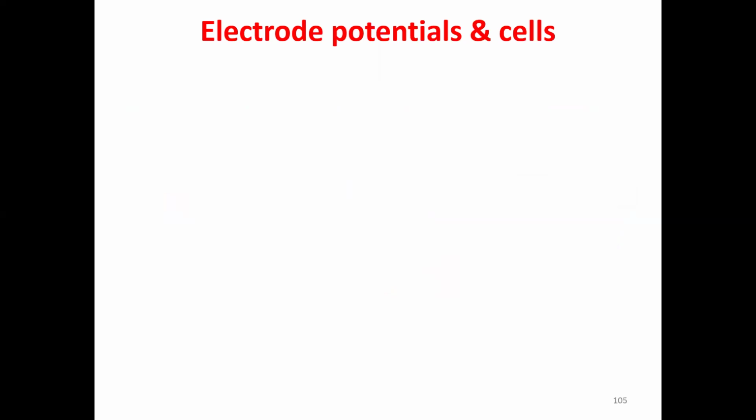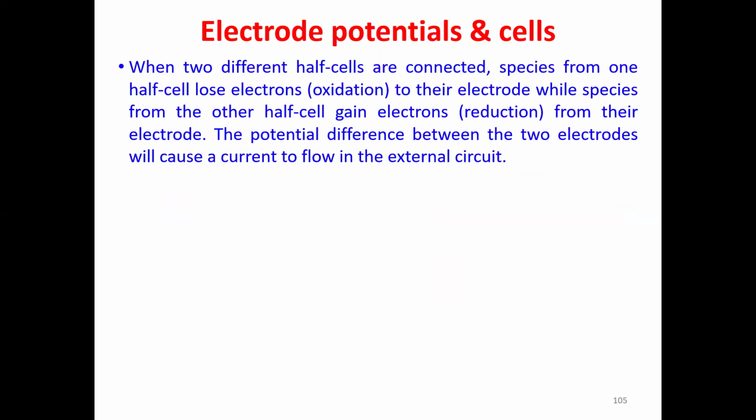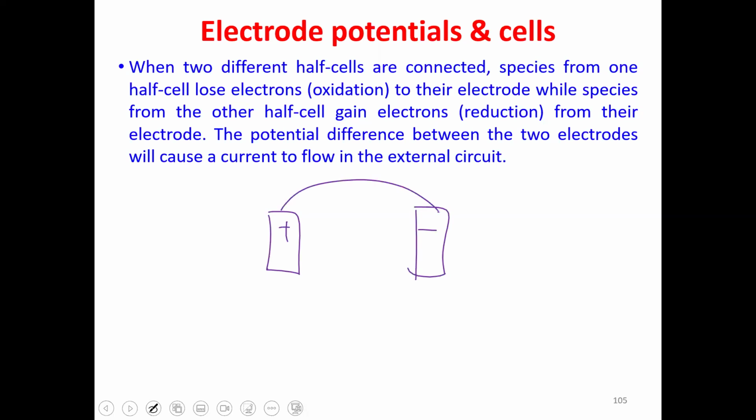Now we move to our next concept. We make half cells to start the process. In every electrochemical cell, there must be two half cells joined together. The potential difference between the two electrodes will cause an electric current. This concept is coming from physics: if you have a positive terminal and a negative terminal and you connect a wire, electrons begin to migrate.